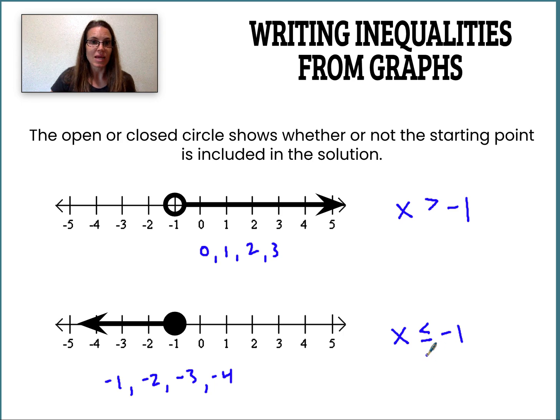My inequality statement, x is less than or equal to -1, has an equality component because of that closed dot. That closed dot tells me that -1 is a solution. Less than -2, -3, -4, -5 is indicated by my arrow to the left. Again, note that as long as I'm writing it with my variable on the left, which I should, my inequality symbol matches up with my arrow. Matches up.